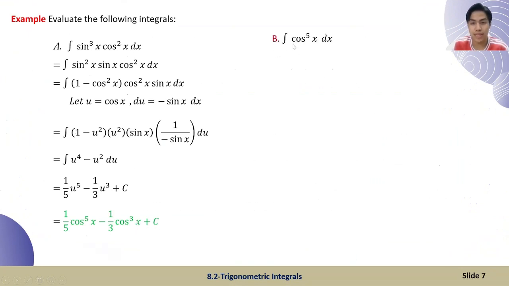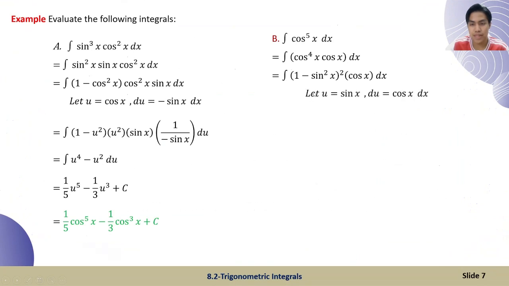Next example, B, we have the integral of cosine to the power of 5x dx. Now this one relates to case 2, which is when the power of cosine is odd: we keep one factor of cosine and we transform cosine to the power of 4x into 1 minus sine squared x using the Pythagorean identity for trigonometric functions. Then we set u equal to sine x, so that the derivative of u will be equal to cosine x dx.